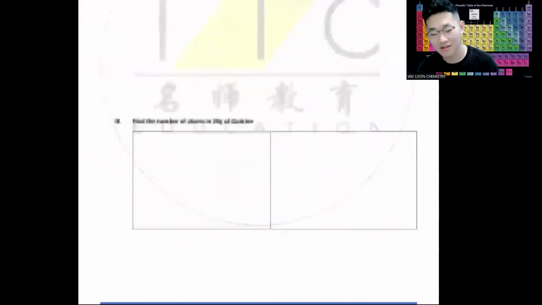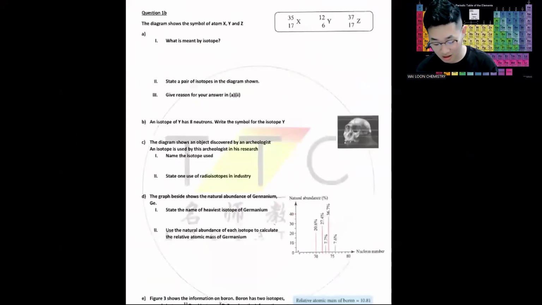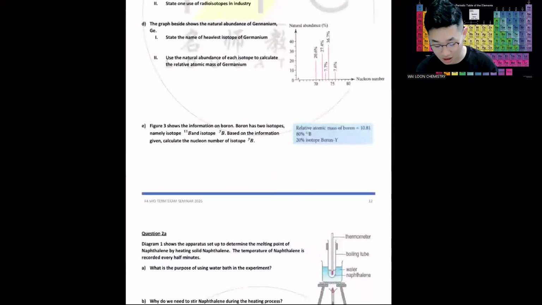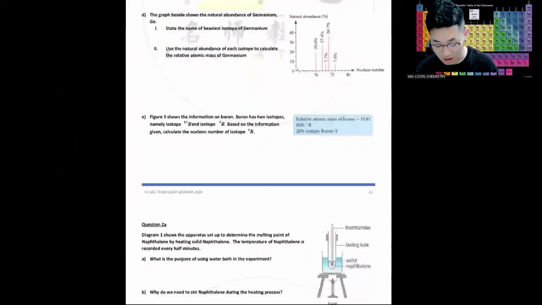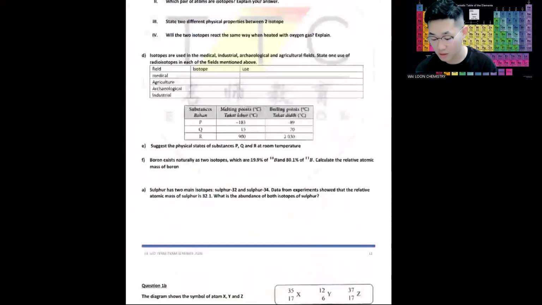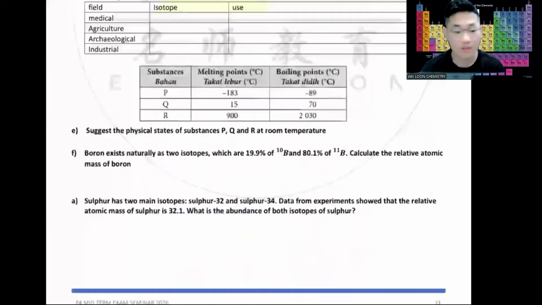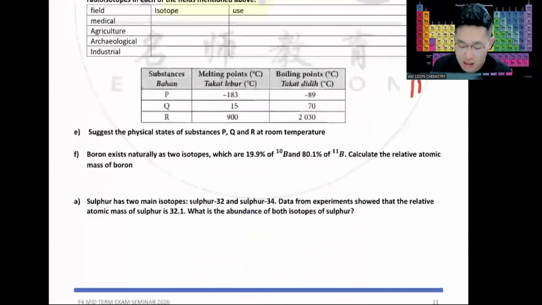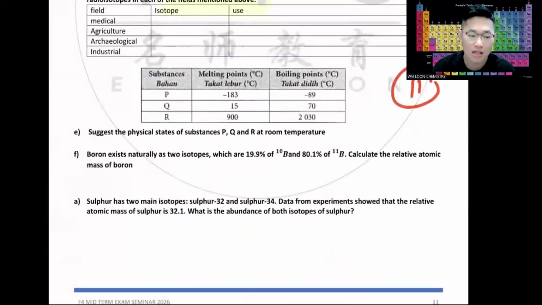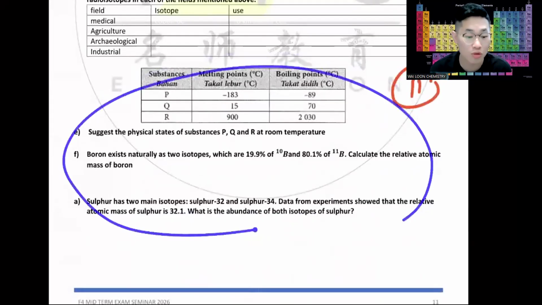Okay. Like we look at page number, this one. Where is it? Give me a second. Yeah. Okay, page 11. Let us look at this question at the bottom. Here, starting from the table here. They gave me 3 substances, PQR.